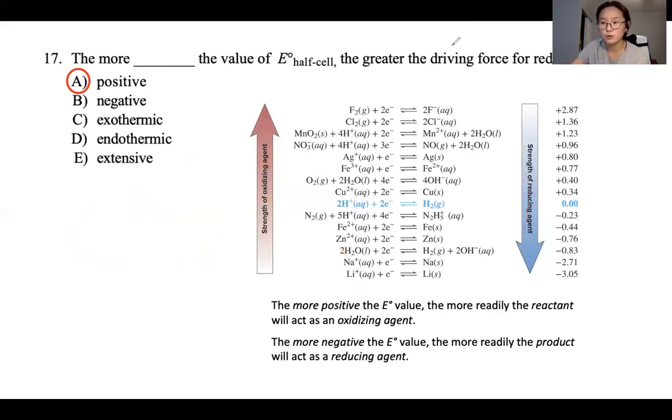To summarize really quick, the higher the reaction potential, the voltage gets higher and more positive, the stronger of an oxidizing agent the reactants are, therefore they really want to be reduced and will have a greater driving force to be reduced. A strong oxidizing agent really wants to be reduced.